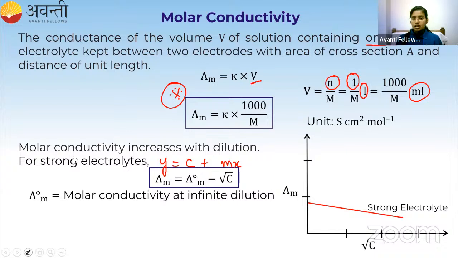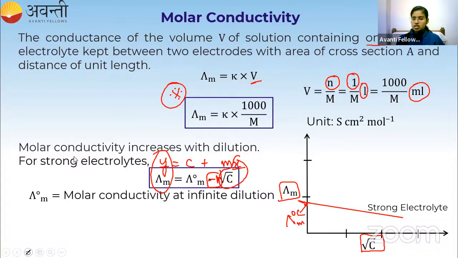Where x and y are the axes. So x is nothing but the root of c. That's why I have written root c on the x-axis, and y is actually the lambda m, written on the y-axis, and m is the slope here. Slope is negative, so minus 1 is the slope. And c is called the intercept. Intercept means the point at which it cuts the y-axis. So this point is called the intercept, which is lambda m naught.